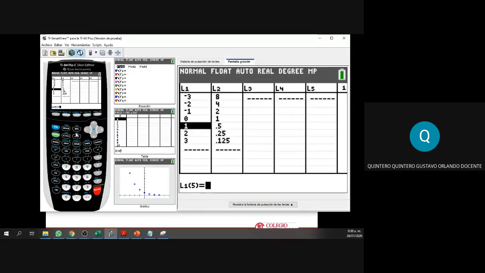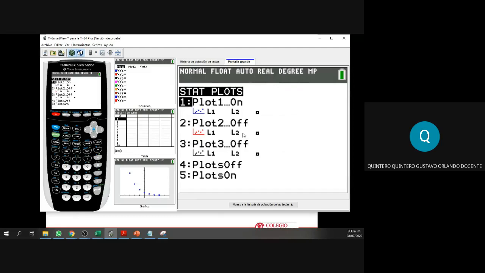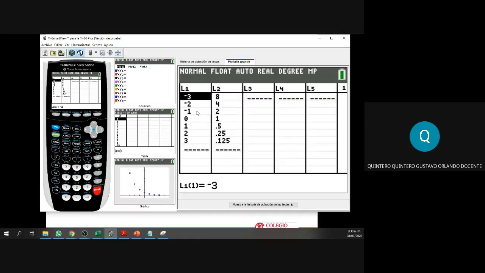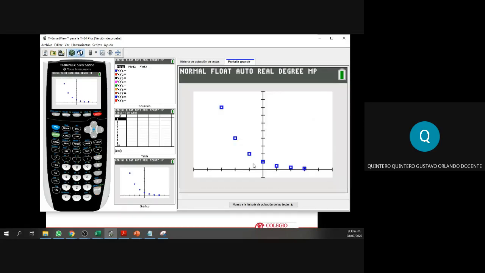Cool. Do you still have to go to second Y? Do you still have to do this step? No, you don't, because you already activated this. You don't have to do this step. So right from the data, all you have to do is graph, because we already activated the statistic plot.